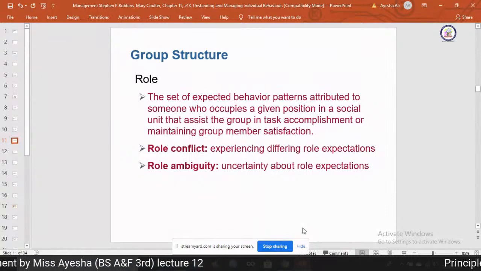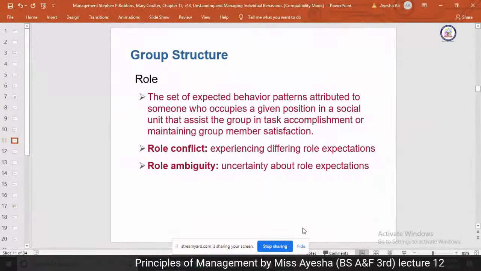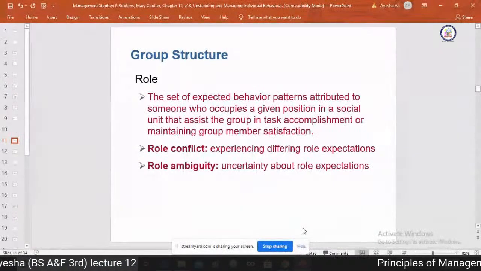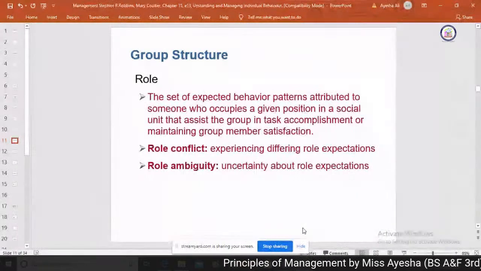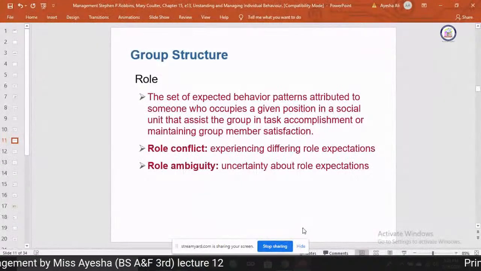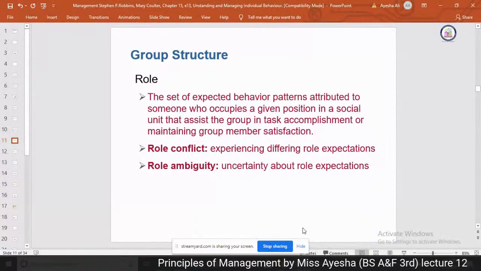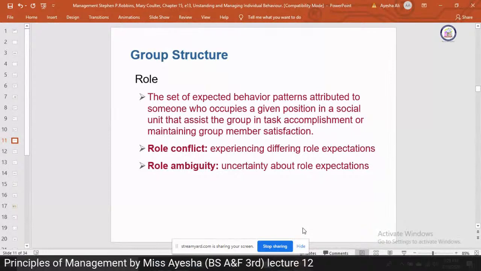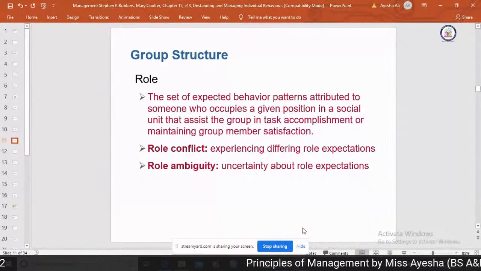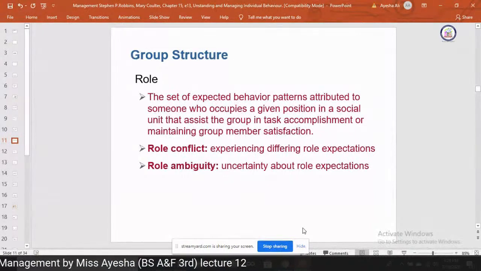For example, if someone applies for some type of job, they are expecting that this is the responsibility and these are the things we are going to do. And after practically going to the office and the practical environment, they do not find all those things which they were expecting. So there is a conflict of expectation and experience. So we have conflict between expectation and real experiences.